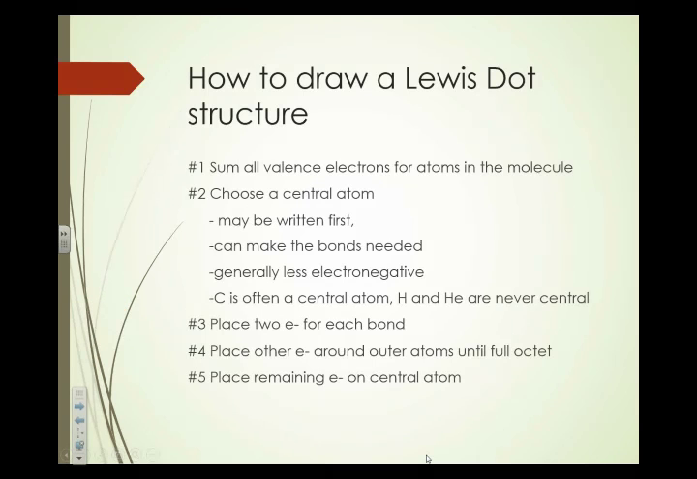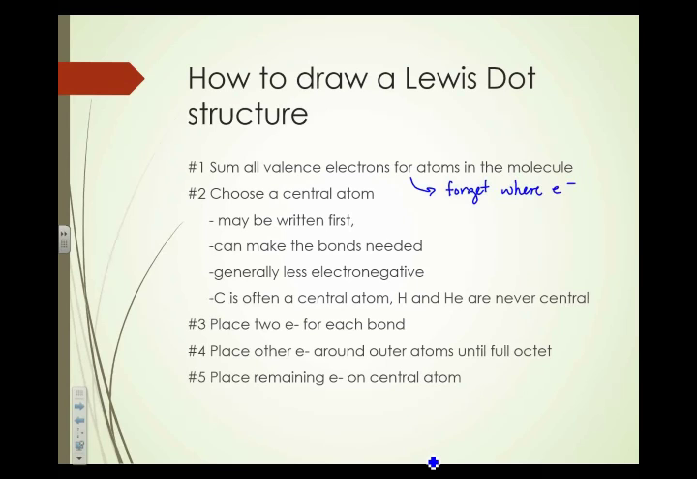There's a list of steps on how to draw a Lewis dot structure. You can read through these here, and it might be a good idea to have these open in some way as we walk through some examples. Basically, you want to add up all the valence electrons for the atoms in the molecule. Then there's an important step, which I don't actually have in here, but which you want to remember: you want to forget where those electrons came from.